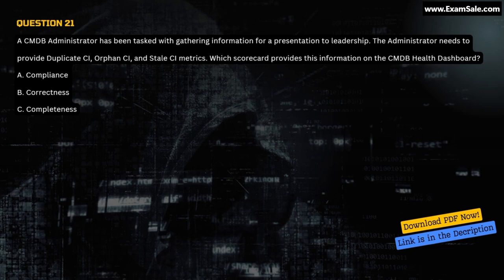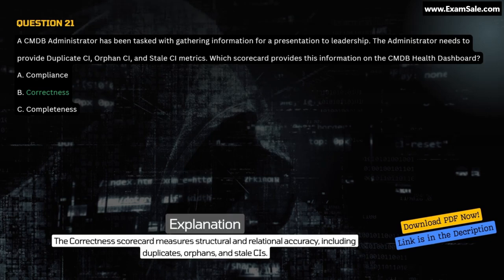Question 21. A CMDB administrator has been tasked with gathering information for a presentation to leadership. The administrator needs to provide duplicate CI, orphan CI, and stale CI metrics. Which scorecard provides this information on the CMDB Health Dashboard? A. Compliance. B. Correctness. C. Completeness. Correct answer B. Correctness. Explanation. The correctness scorecard measures structural and relational accuracy, including duplicates, orphans, and stale CIs.